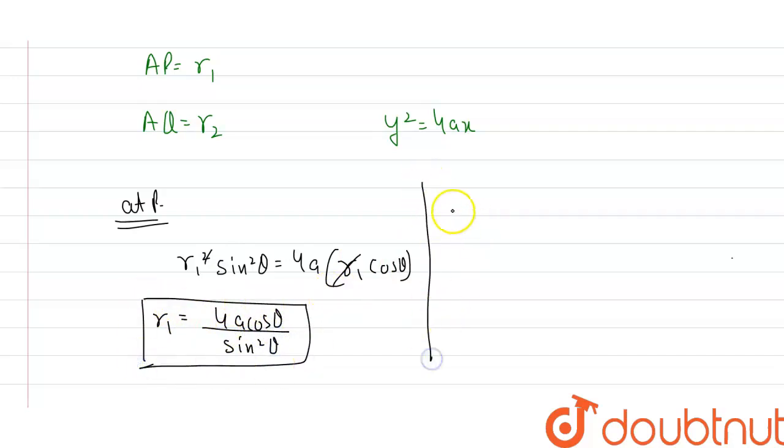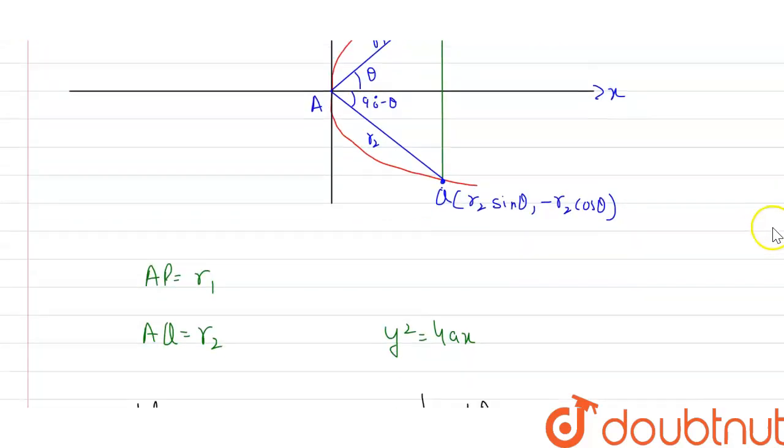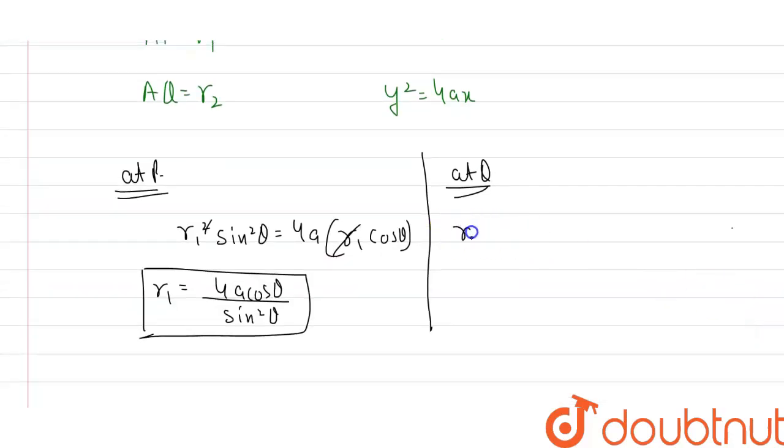Now similarly, point Q should also satisfy this equation. What is the value of y? The y value is minus R2 cos theta. So this becomes R2 square cos square theta equals 4 times a R2 sin theta, right?